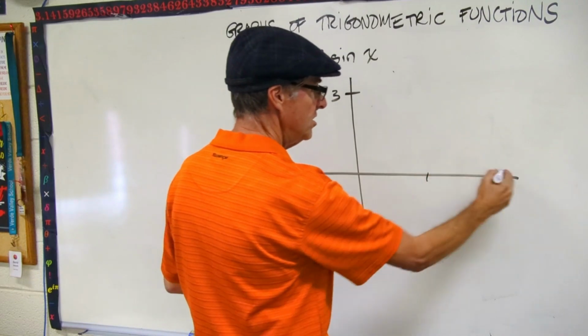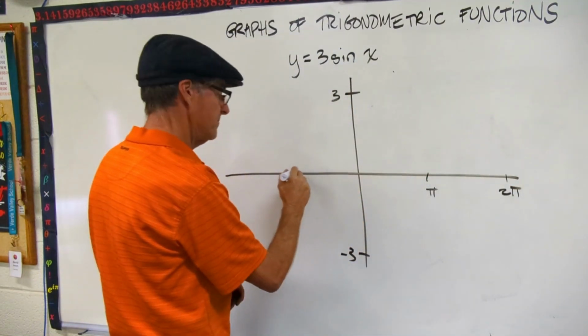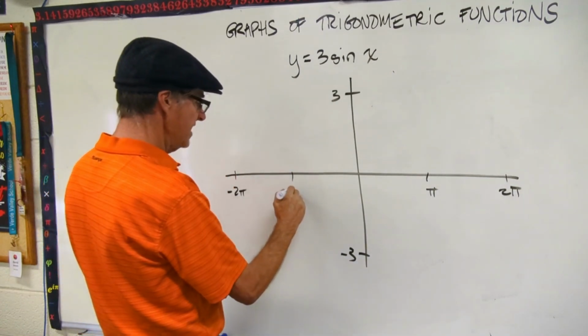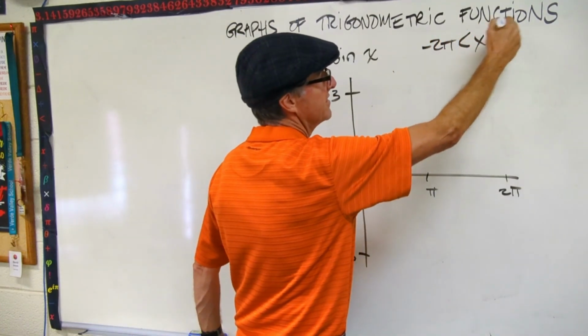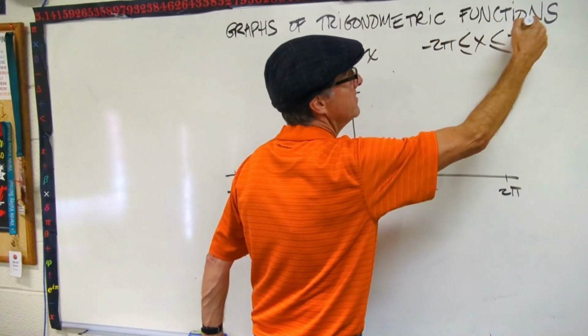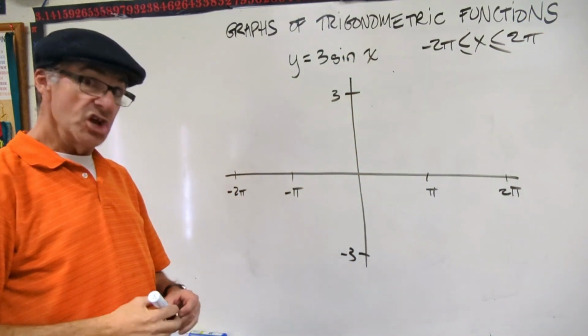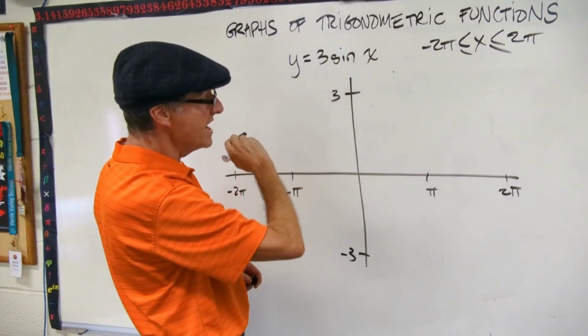So just like from before, we're going to go from -2 pi to 2 pi. Okay? So now it's going to look pretty much the same. We're going to do the same kind of thing.